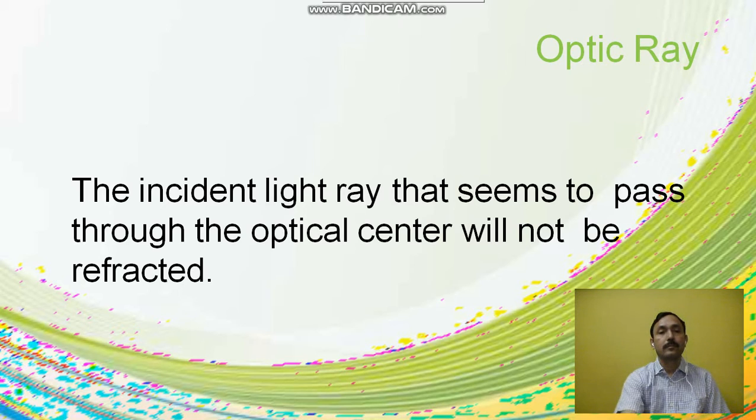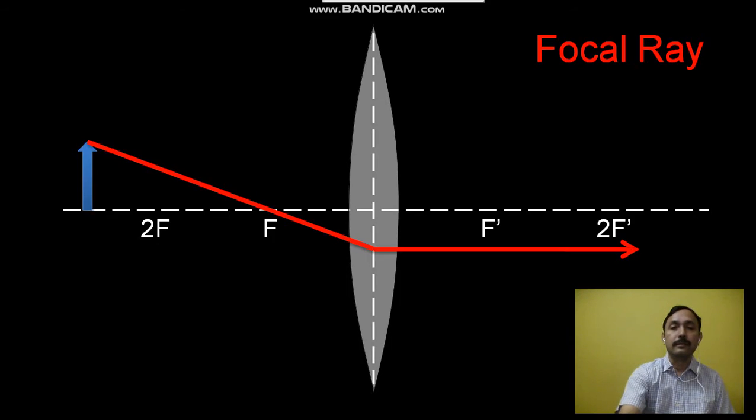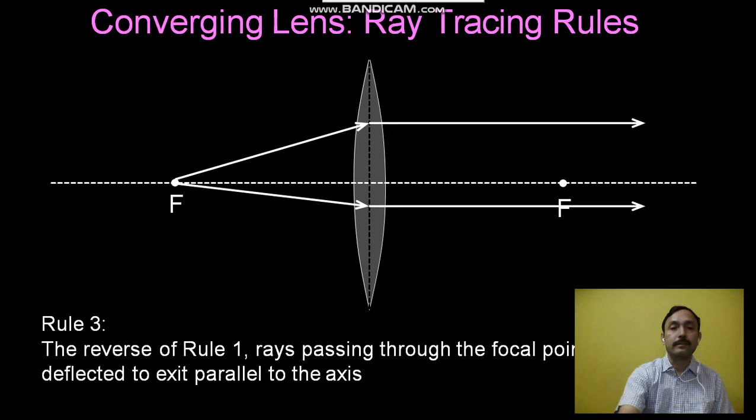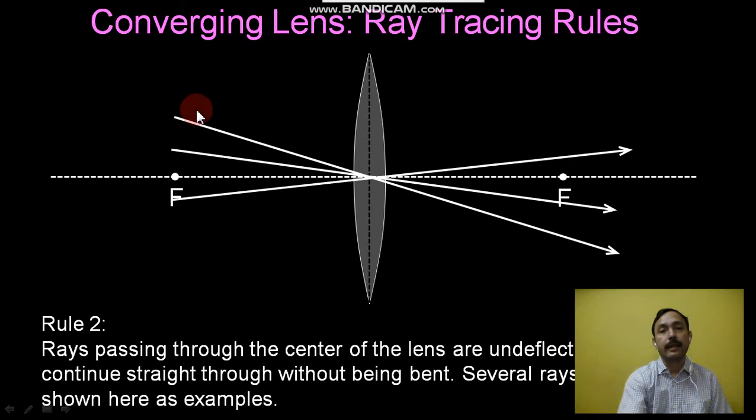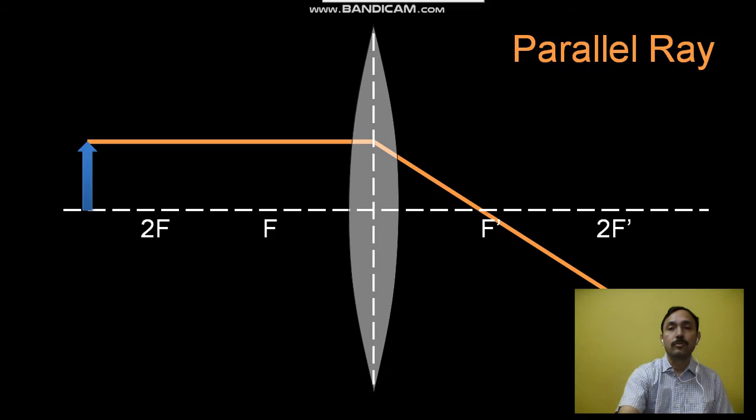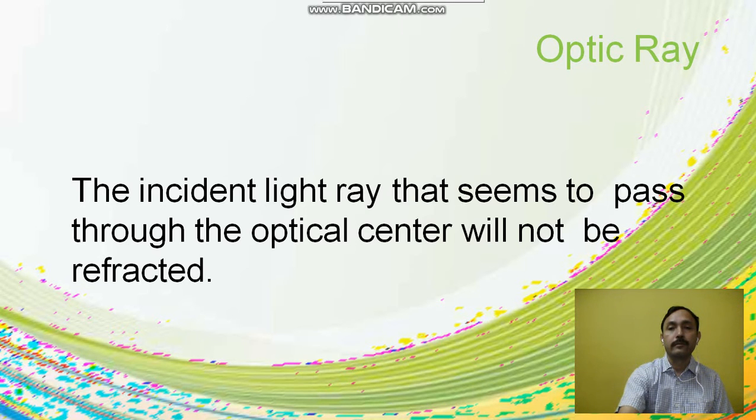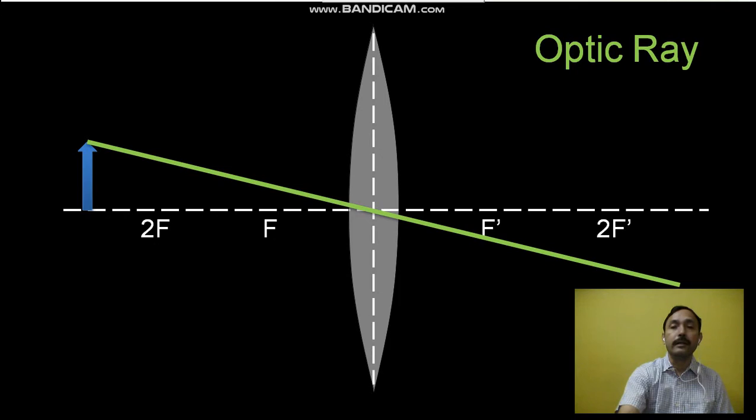Optic ray. The incident light that seems to pass through the optical center will not be refracted. Previously we have discussed this one; again, we will discuss it. The light passing through the optical center will not be refracted. There will be no deflection. So let us come to this point: the incident ray that seems to pass through the optical center will not be refracted here.